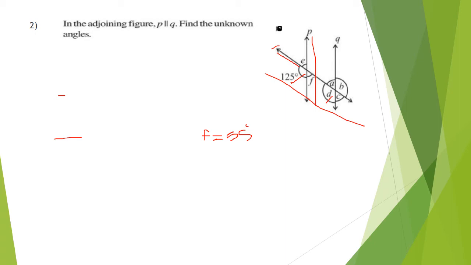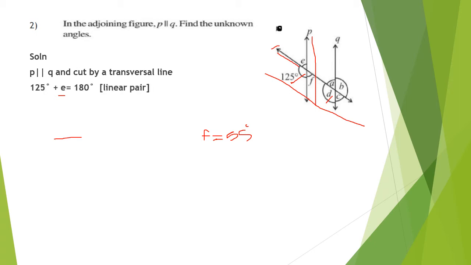Here we can see how many angles are there: 1, 2, 3, 4, 5, 6, 7 angles are given. Now we want to find the answers for the unknown angles by using this figure. So, solution. P and Q are the two parallel lines and you can see a transversal. Here they have not given a name for the transversal, so this line is a transversal line.